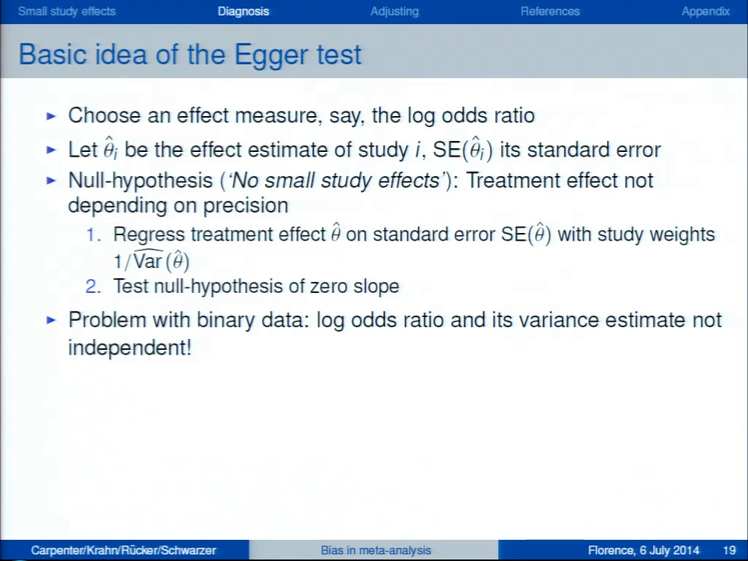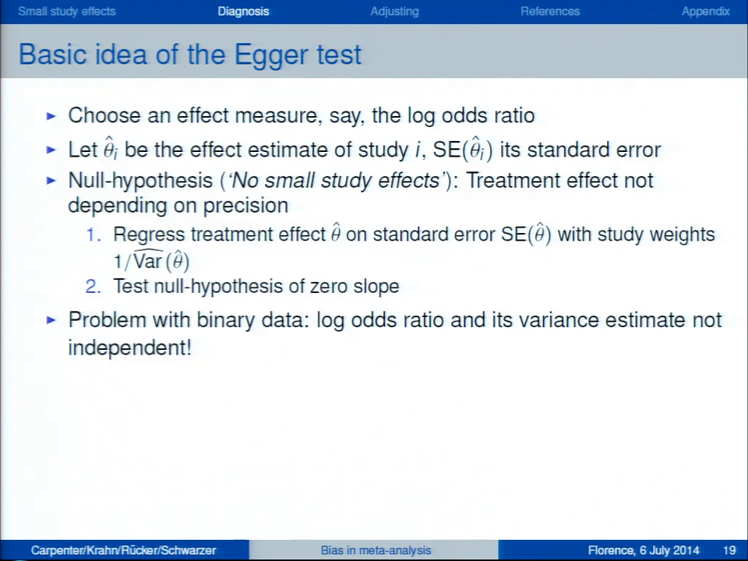This is exactly the idea of the funnel plot. If the funnel plot were symmetric, this slope would be 0. And if the funnel plot has some direction not parallel to the vertical axis, there is a non-zero slope. And this is tested here.